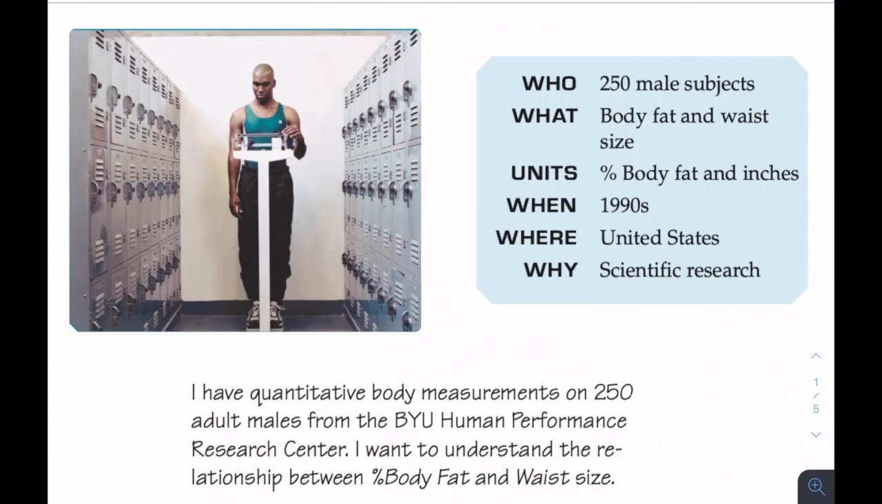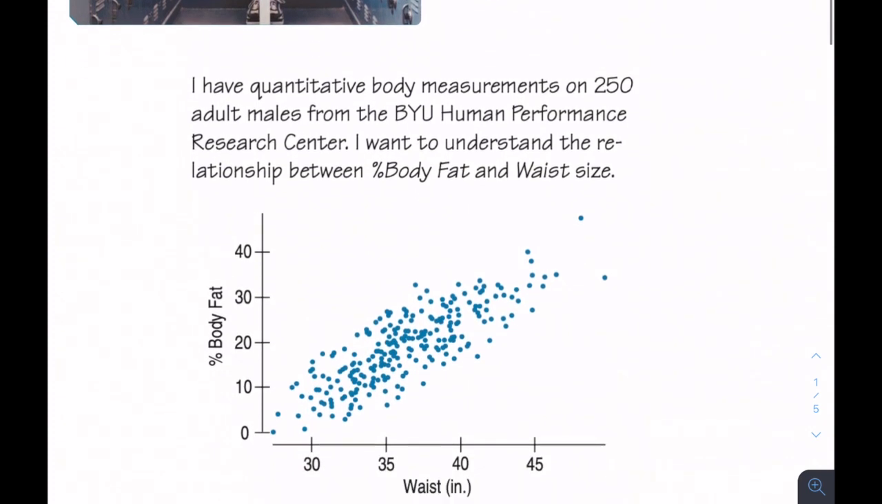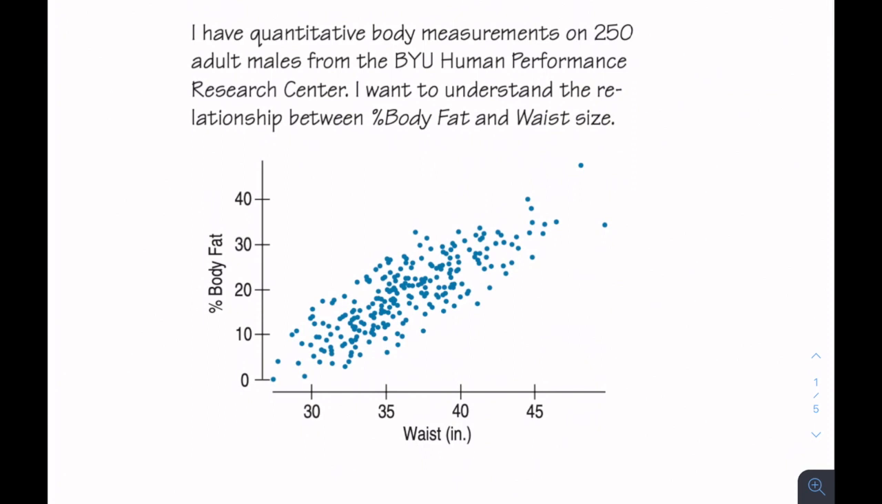So let's run through our example on body measurements of these 250 adult males. This study, conducted in the 1990s by the BYU Human Performance Research Center, aims to understand the relationship between percent body fat and waist size. From their 250 adult male sample, we have our scatter plot.